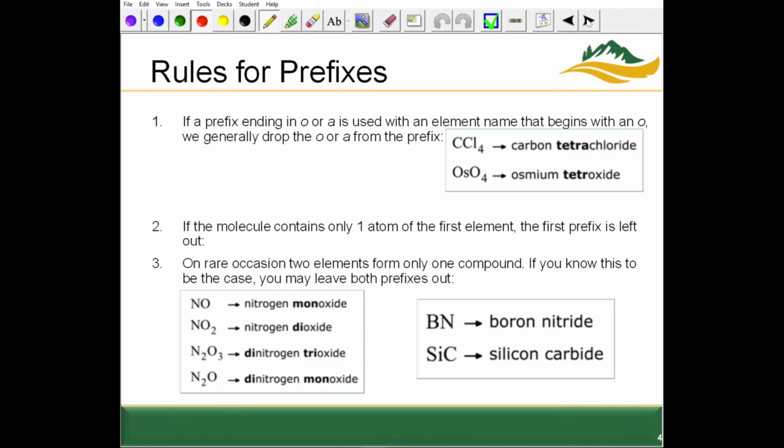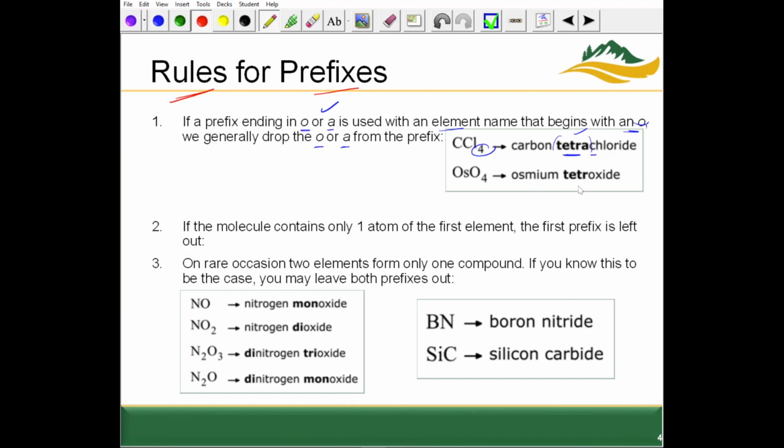So we went through the general pattern. Now let's talk about these rules for the prefixes. Number 1, if a prefix ends in O or A, so it ends in one of these vowels, and is used with an element name that begins with an O, or begins with a vowel, then we generally drop the O or the A from the prefix. So tetra is the prefix for 4, so carbon tetrachloride. Chloride starts with a C, so we keep tetra as its full name for that prefix.